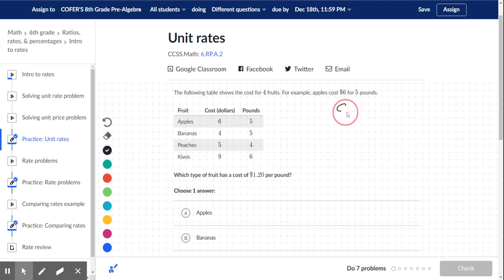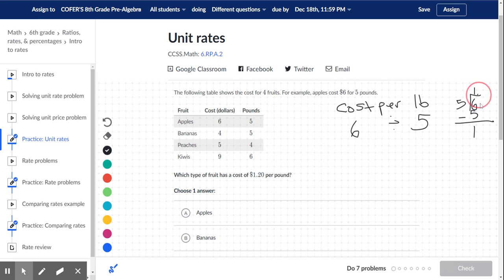So I'm trying to figure out the cost per pound. With apples, that's the cost, sorry, $6, that's the cost for 5 pounds. The word per means to divide. So I'm going to see what 6 divided by 5 is. 5 can go into 6 one time. 1 times 5 is 5. 6 minus 5 is 1.